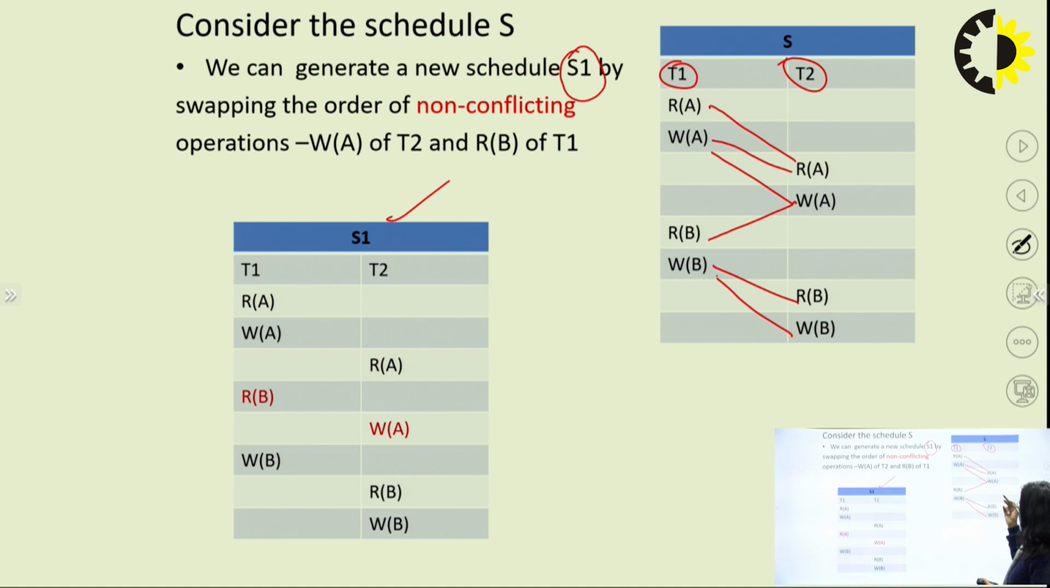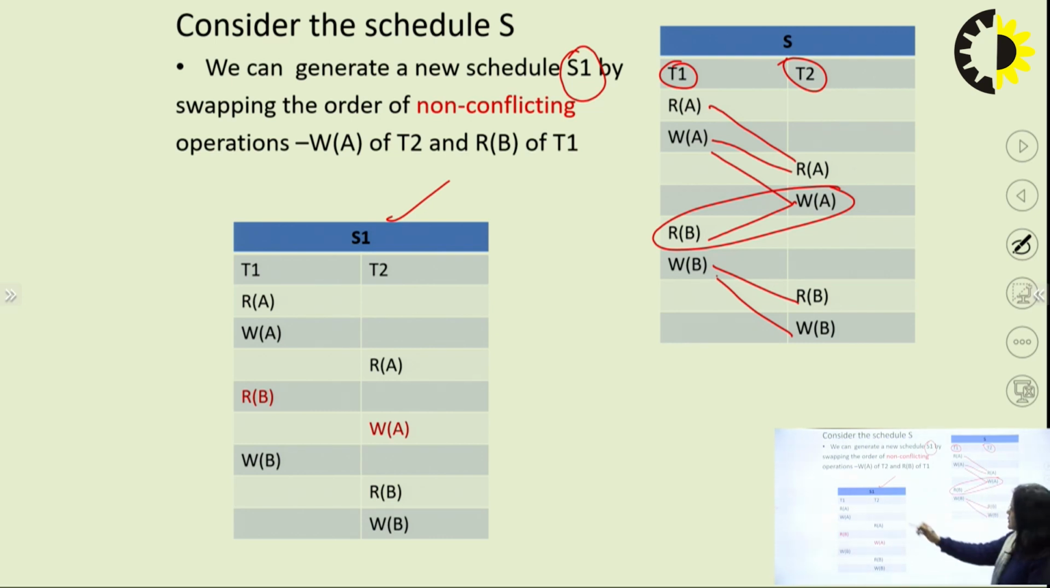So what are the non-conflicting operations? If we consider these two operations, these are non-conflicting operations, so we can swap the order of these. Why are these non-conflicting? Once again, we can have a look, because these two operations are performed on different data items. That's why these are non-conflicting operations, right? So we can swap the order of these.